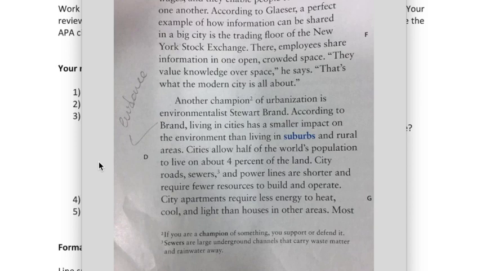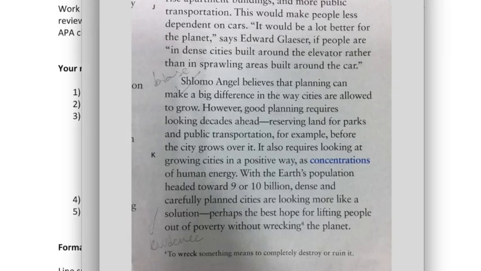So that is what we do for the evidence. We support our evidence with justification. So another example is from page 55 of the textbook, paragraph K. If you take a look at paragraph K, the second sentence: However, good planning requires looking decades ahead, reserving land for parks and public transportation, for example, before the city grows over it.